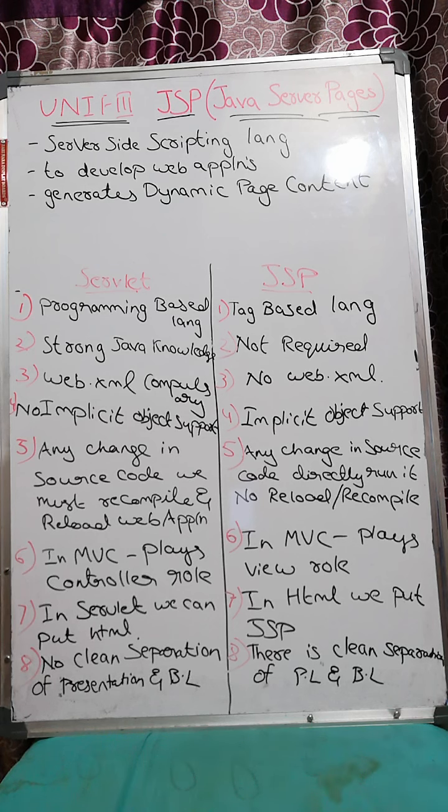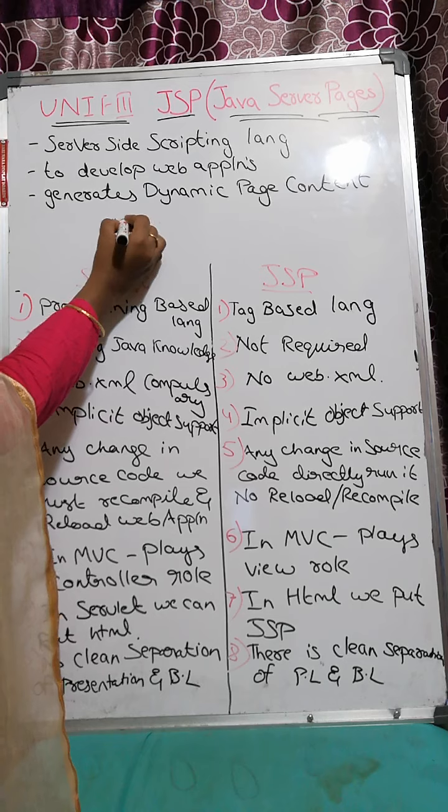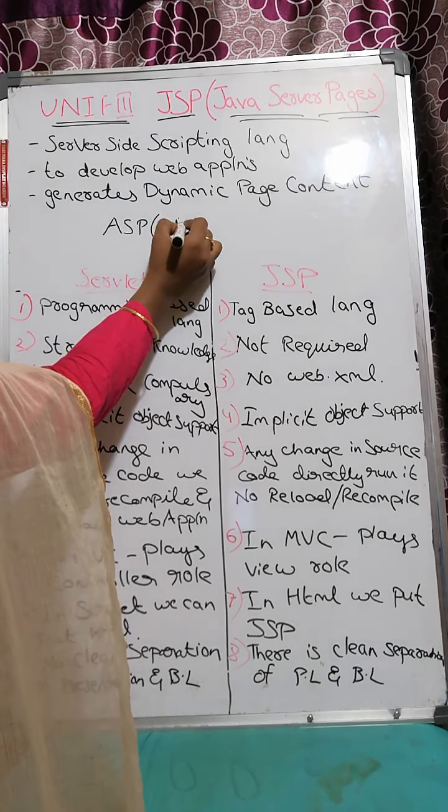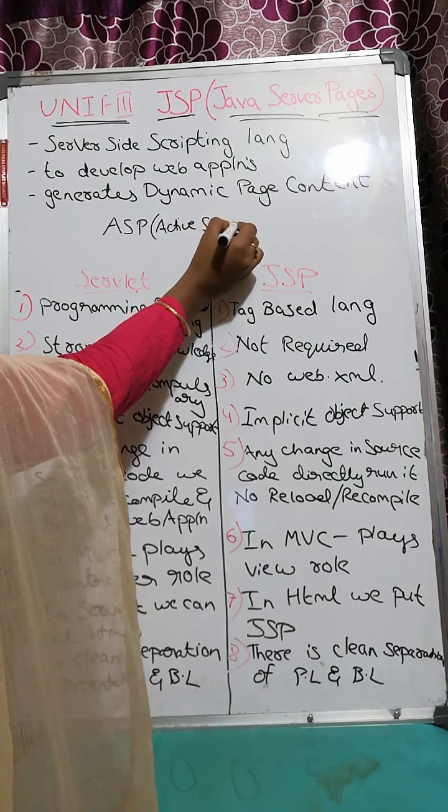Actually, the history of JSP is that before JSP from Sun Microsystems, servlet was there in the market. But the major disadvantage of the servlet is that in order to work with servlet, strong Java knowledge is required. If we are not good with strong Java knowledge, we cannot work with servlets. At the same time, ASP was there in the market. ASP stands for Active Server Pages.